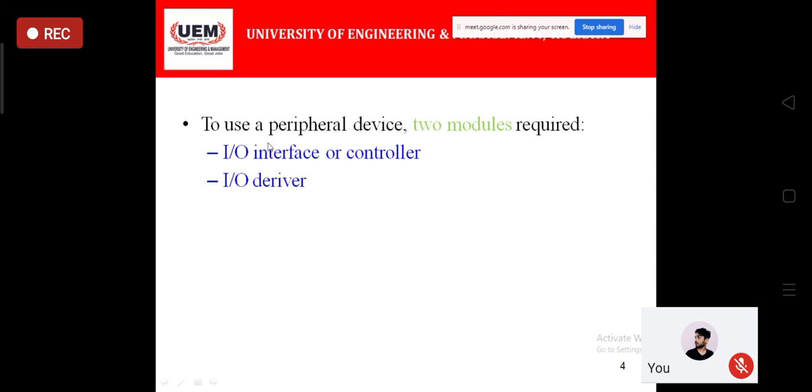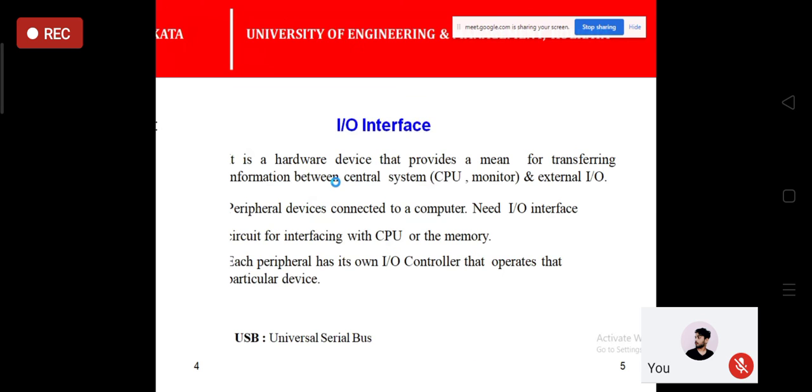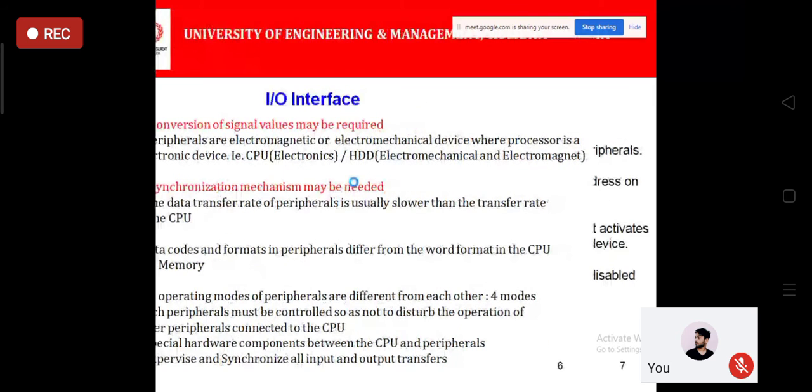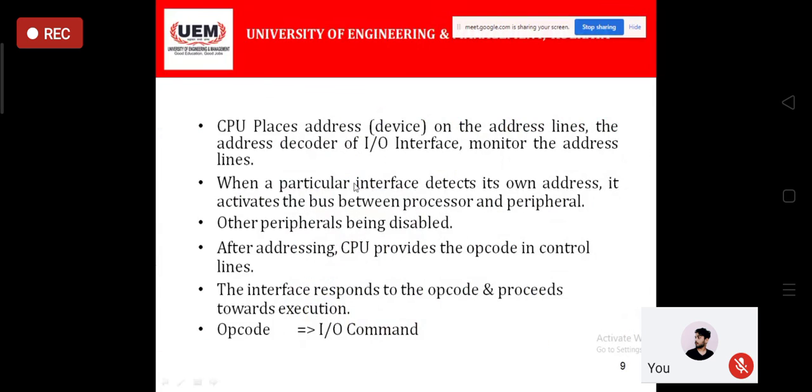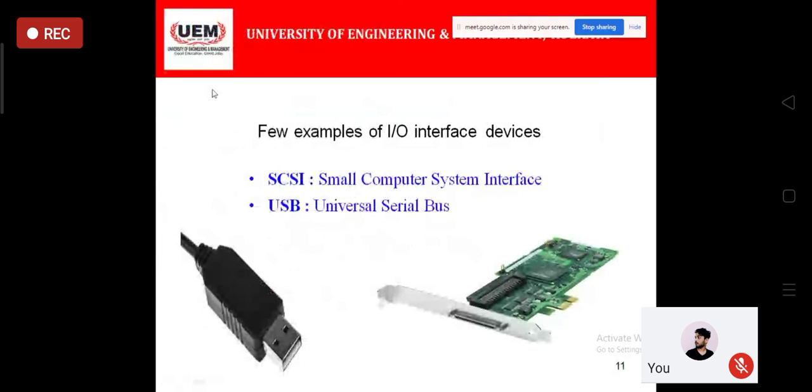Okay. So, you need to understand this too. You have seen many things, but you need to understand this concept. Actually, IO interface, I'm showing you the picture, you will feel interested. IO interfaces are like this one, USB and this one. This is the SCSI, small computer system interface. These are basically the IO interface devices.